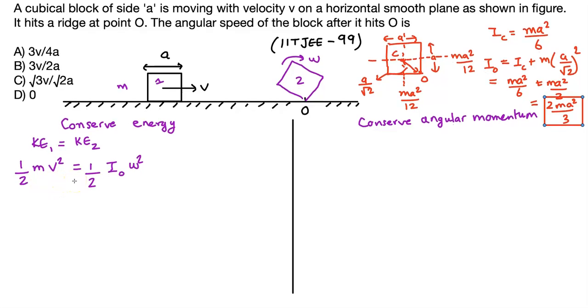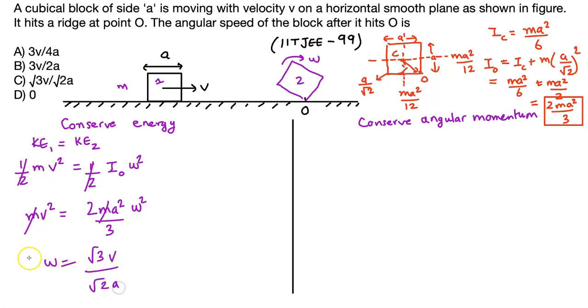So let's move down a little bit. That means half and half is going to cancel out. m v squared should equal I_O, which is 2 m a squared by 3, times omega squared, correct? So looks like we are almost there. Omega squared is 3 v squared by 2 a squared. So omega would be root 3 v by root 2 a. And it looks like we are done. Oh wait, this boxing thing didn't work. Okay, that's fine. So root 3 v by root 2 a.